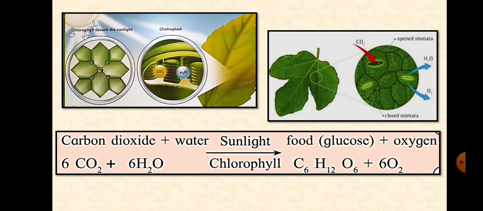Am I clear? This is how the photosynthesis takes place. The CO2 and H2O, that is carbon dioxide and water, is converted to food in the presence of sunlight and chlorophyll, and the oxygen is being released out. This is how the plants prepare their own food through the process of photosynthesis, and thus the plants are termed as autotrophic plants.